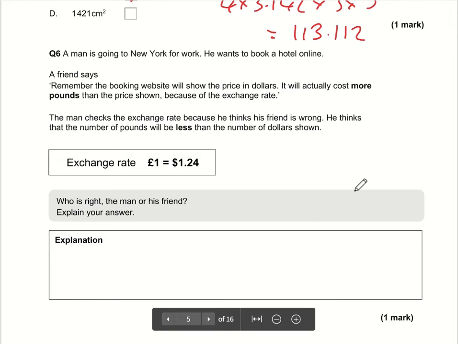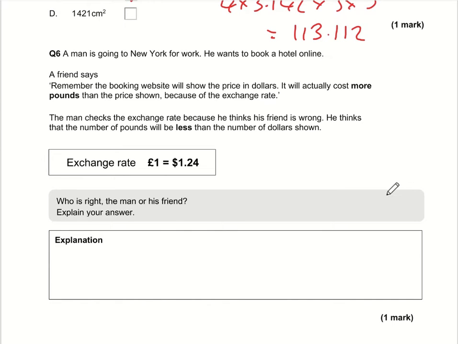Okay, so a man is going to New York for work. He wants to book a hotel online. A friend says, remember, the booking website will show the price in dollars. It will cost more pounds than the price shown because of the exchange rate.